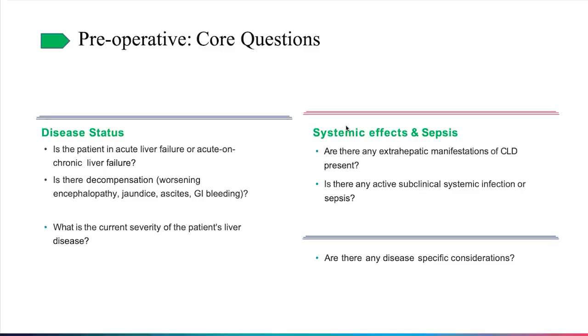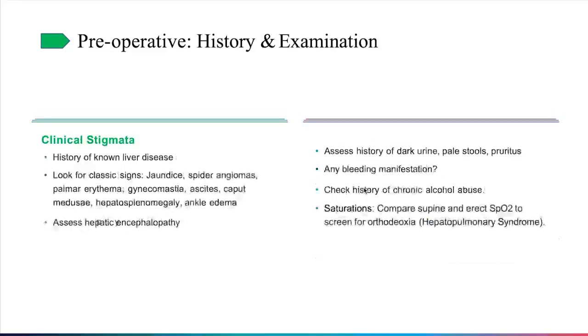And if the patient is not in any of these entities, what is the current severity of liver disease, and are there any extrahepatic manifestations of liver disease, or is there active or subclinical infection leading to sepsis? And you have to consider any other disease-specific considerations as well. For example, a patient with autoimmune associated liver disease may be on steroids, or may have autoimmune-induced other organ dysfunction as well. So these are the core questions we should answer in our pre-op assessment.